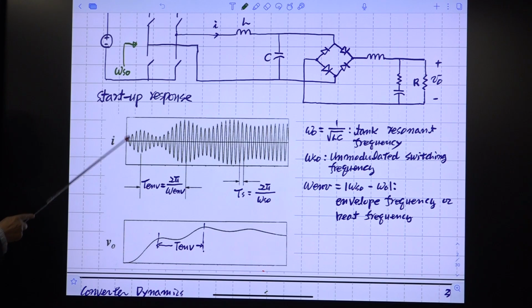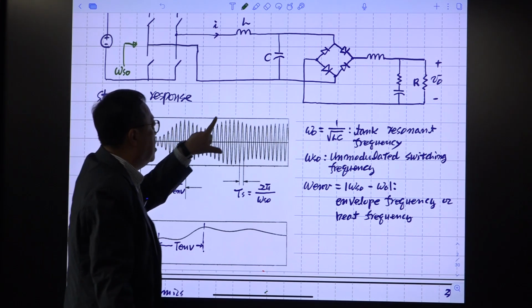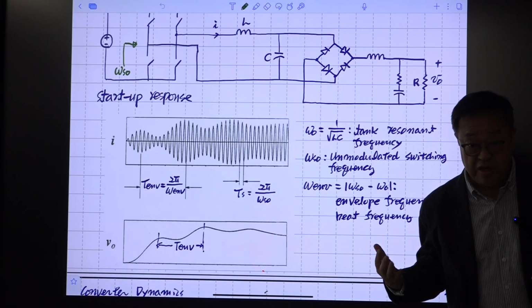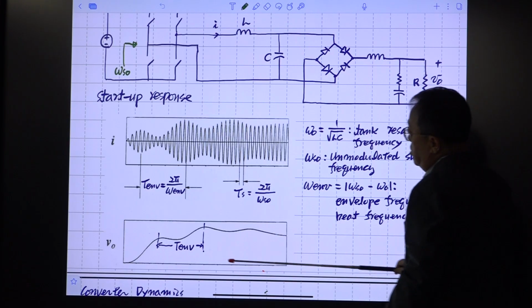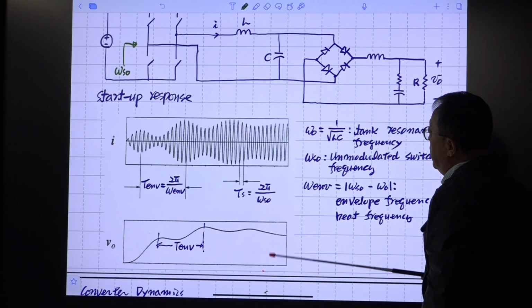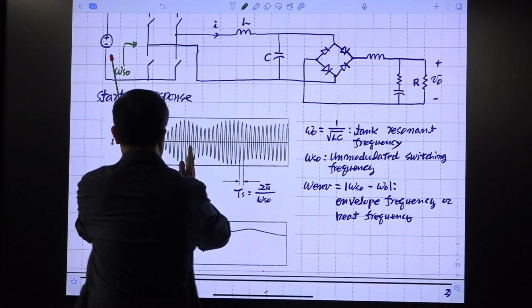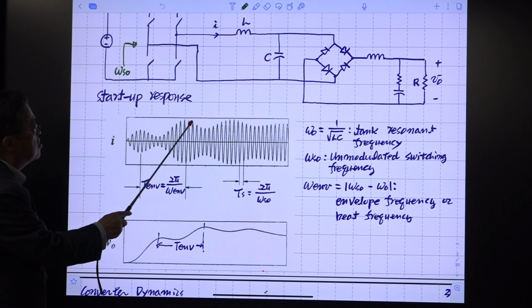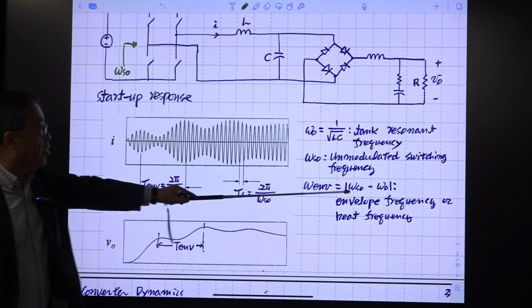If you take a look at the tank current waveform, there is a high frequency switching waveform, and the envelope of this is this one. So it's kind of a beat waveform. It's beating, becomes strong and becomes weak and becomes strong and weak, and so on. These dynamics are coming from the tank resonance circuit, and this is the output voltage waveform. It goes like this, and there is some period. This period is defined by this one. So the frequency of this envelope is defined as omega ENB.